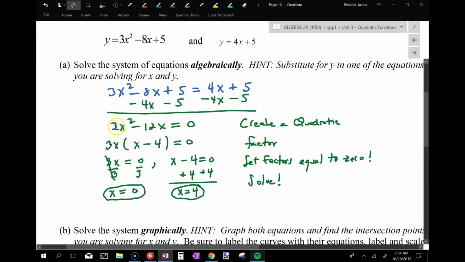Now I got to factor, right? Well, this is a GCF problem. Take a 3x out of both of them. When I take out a 3x, I'm left with an x minus 4. Set my factors equal to 0 and solve, and I get solutions of 4 and 0.